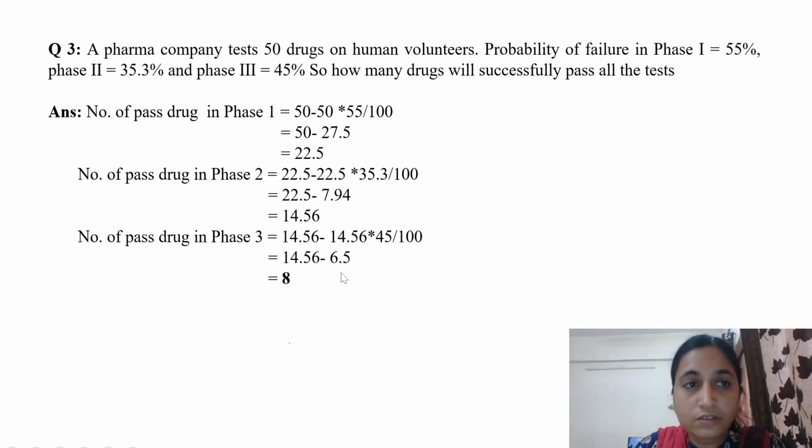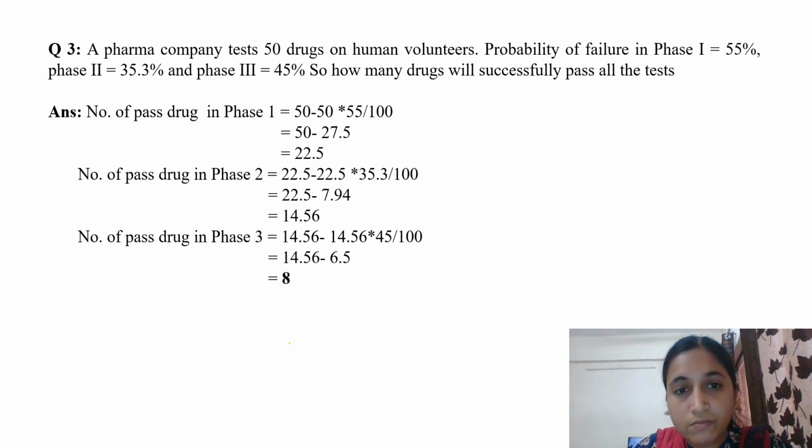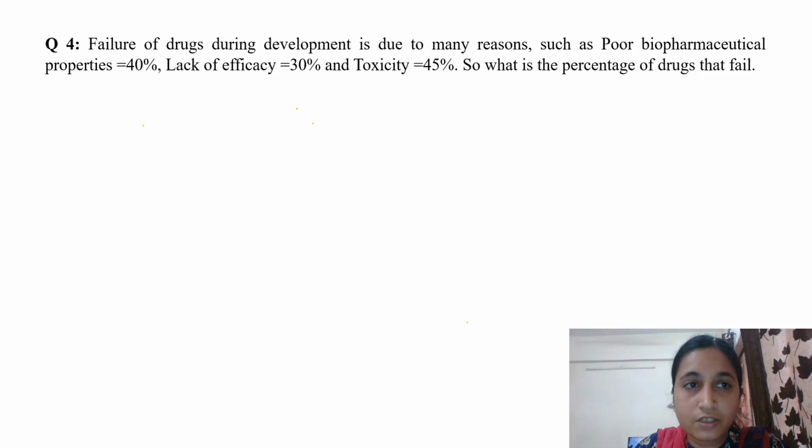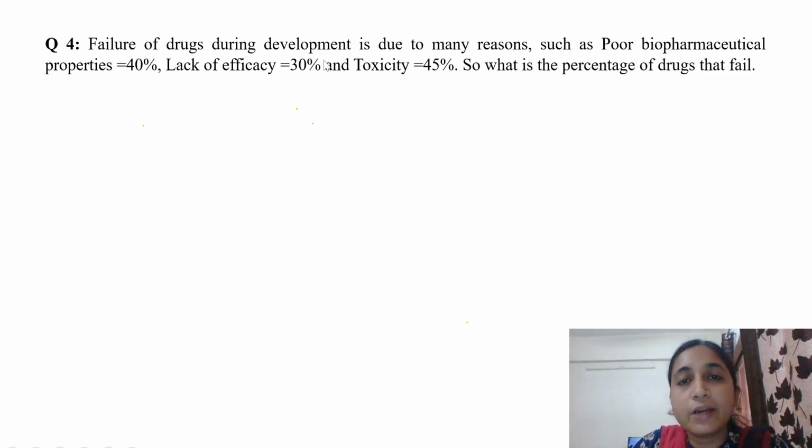Okay. So let's come to the next question. Question number 4. Failure of drugs during development is due to many reasons, such as poor biopharmaceutical properties, 40%, lack of efficacy, 30%, and toxicity, 45%. So, what is the percentage of drug that fail?